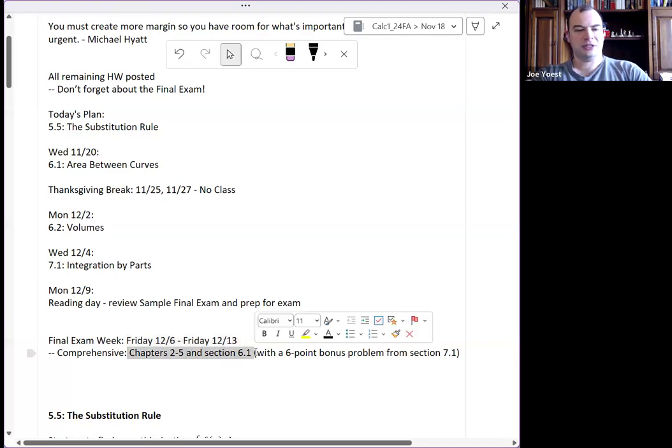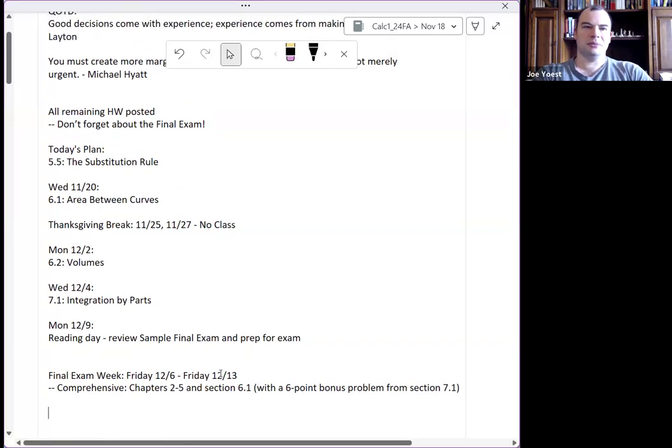It is comprehensive. It's chapters 2 through 5 and section 6.1. And there will be a 6-point bonus problem from section 7.1 on integration by parts. So I'll post more about the final exam when we come back from break.